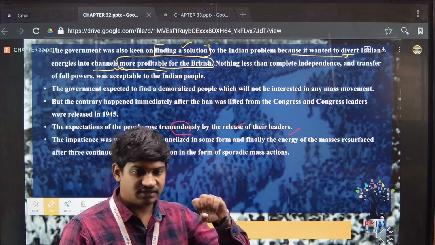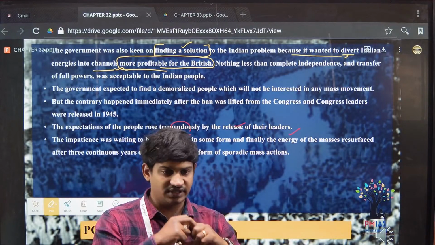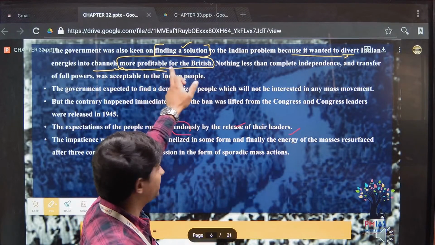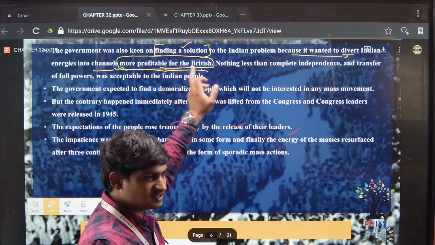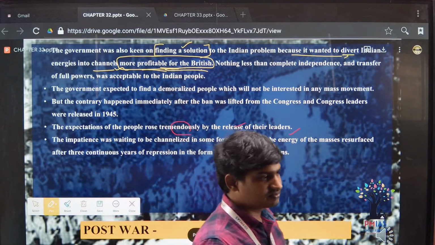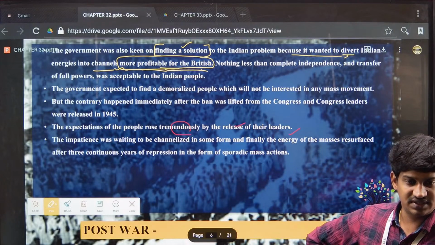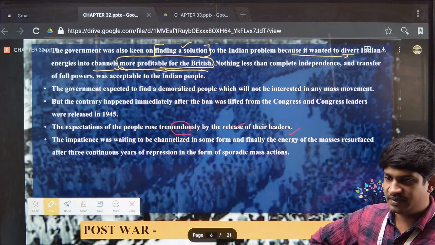Okay, so Indians are demanding independence, and Britishers are ready to grant independence to the Indians. If we grant the independence at the right time, it will be more profitable for the Britishers, more profitable in the sense in all aspects. So post war, the Britishers faced pressures from the USSR and the USA to grant independence to India.